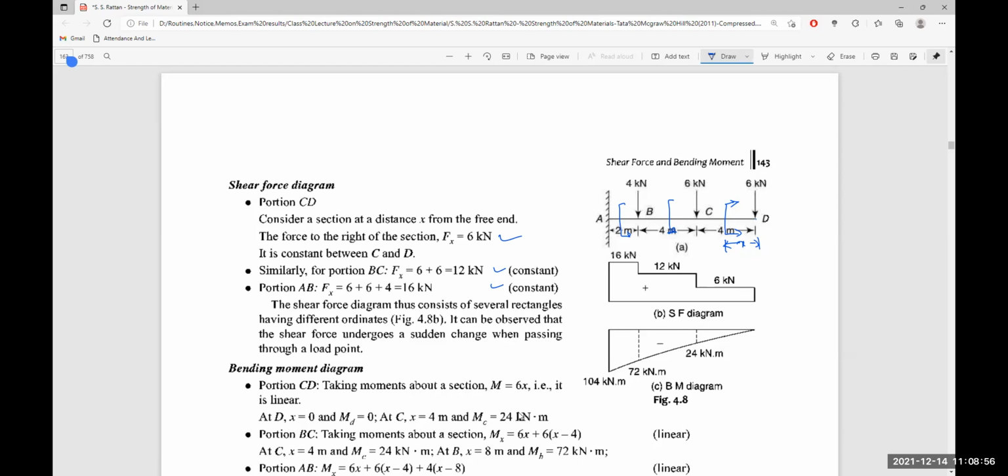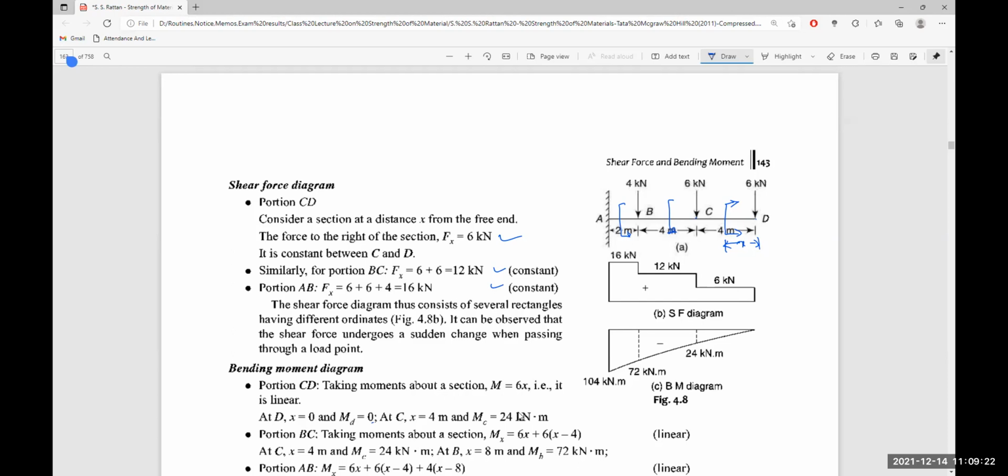Now, for the bending moment in portion CD, at the section, the moment will be 6 into x. That is, it is linear. At x equal to 0, the moment will be 0. At x equal to 4, the moment will be 24, that is 6 into 4, which is 24.